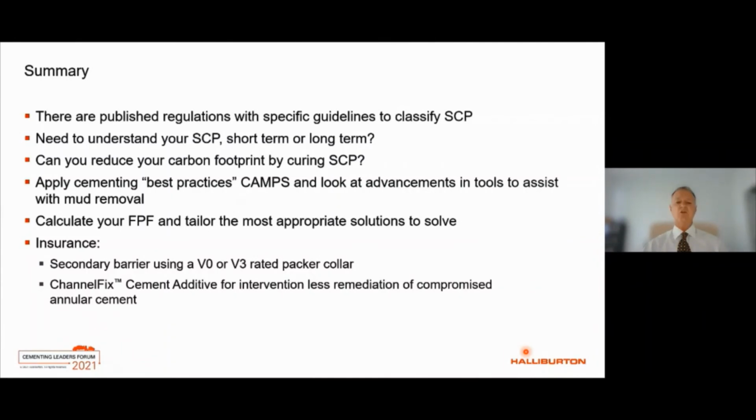Additional insurance comes from incorporating into the cement design a secondary barrier with an OBEX compression set packer and a multiple stage cementing tool, GasStop, latex and IsoGuard cement additives for lowered fluid loss and reduced transition times, and ChannelFix cement additive for interventionless remediation of a compromised cement sheath.